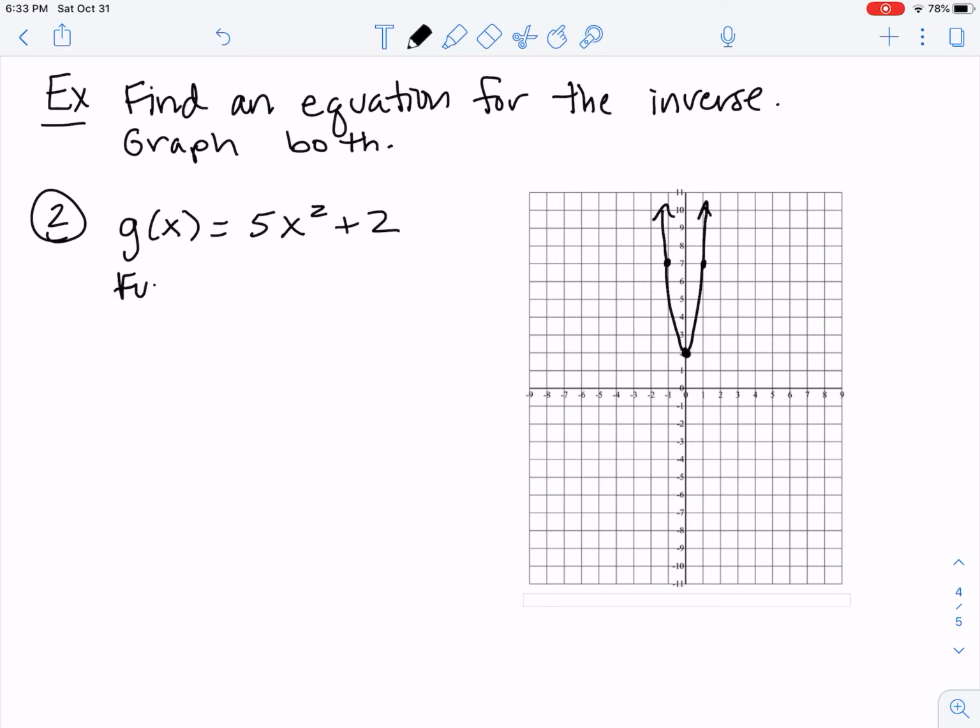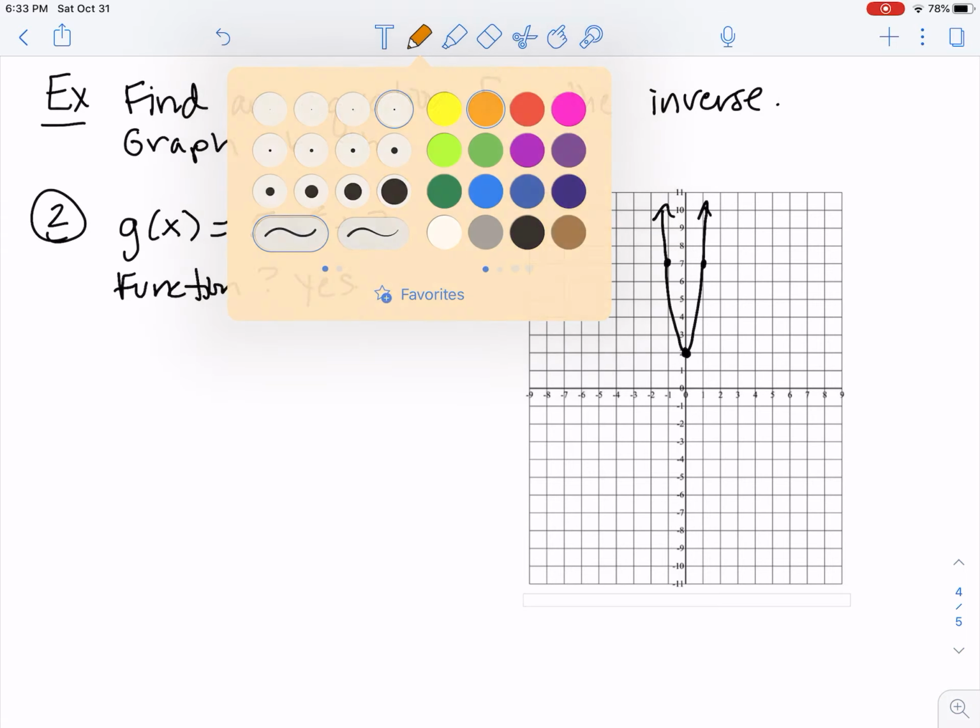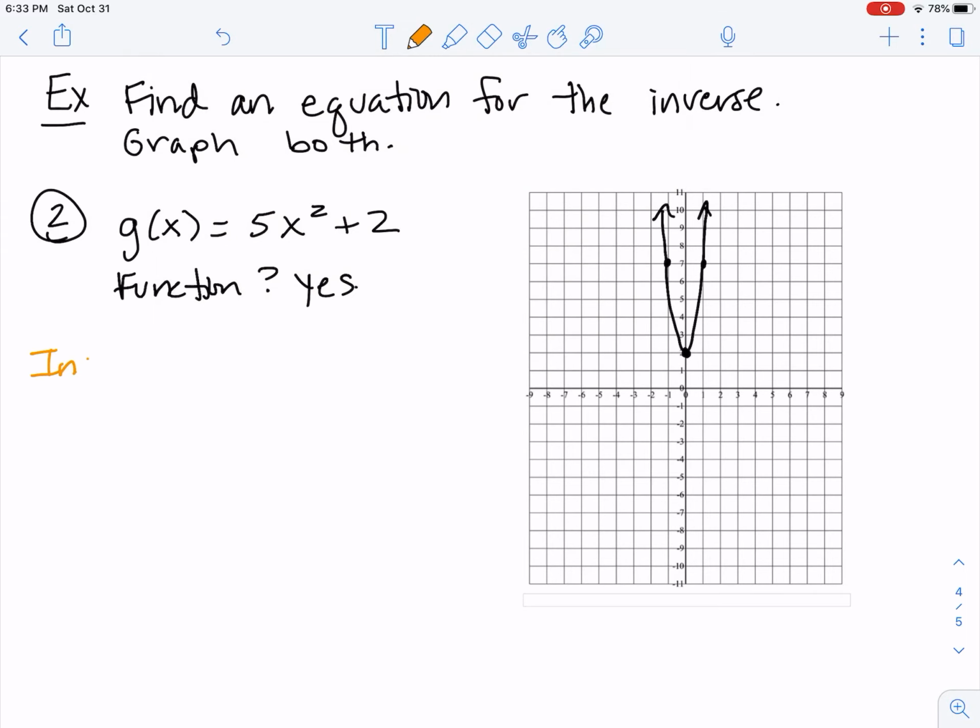Question, is it a function? The answer is yes, because it passes the vertical line test. Now, let's go ahead and find the inverse of g of x. So g of x would be the same as, say, y equals 5x squared plus 2.